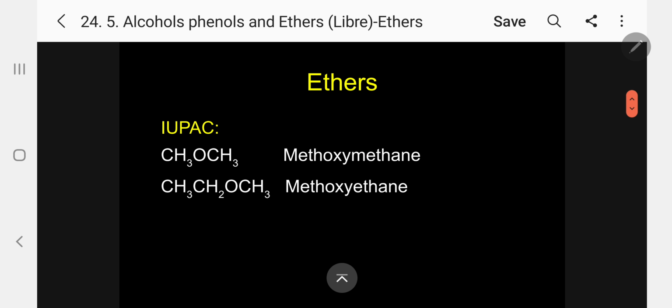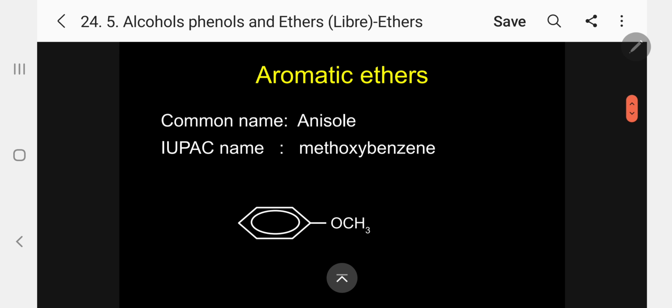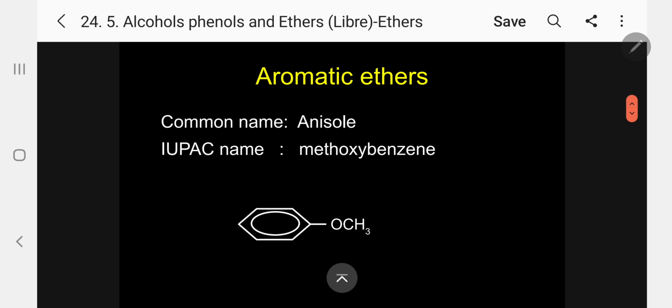Coming to the IUPAC name, very simple: methoxymethane, or 1-methoxyethane. The 1 is not necessary to mention, it is simply given as methoxymethane, methoxyethane. Kindly follow. Coming to aromatic ethers, example, Anisole, that is methoxybenzene. IUPAC name, methoxybenzene, common name Anisole.